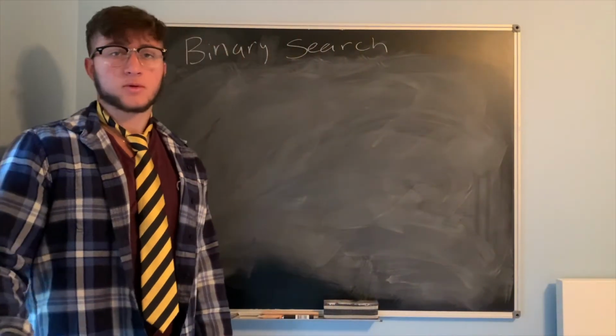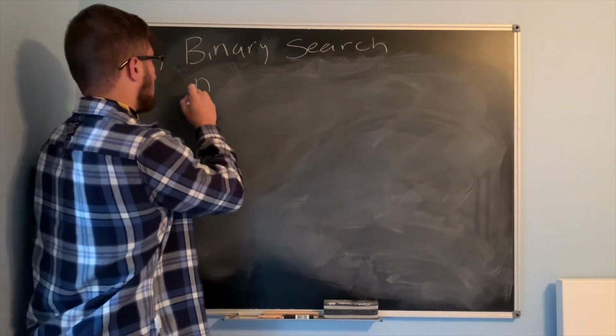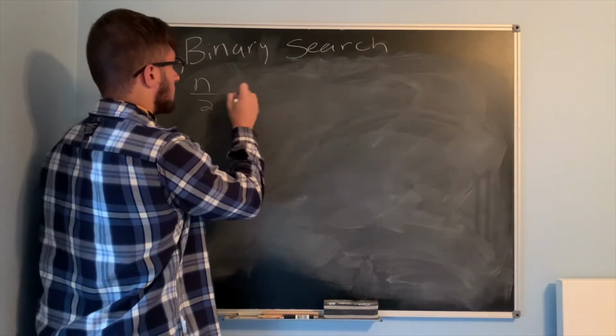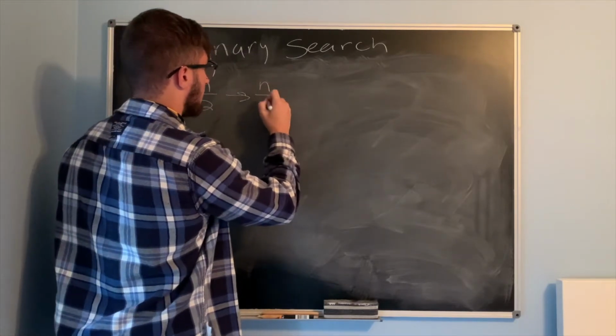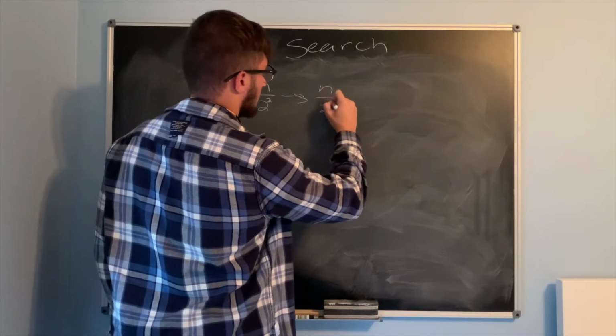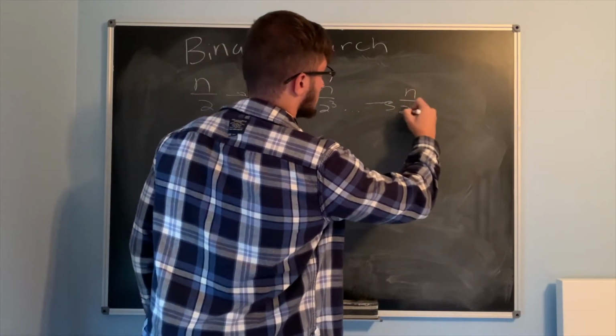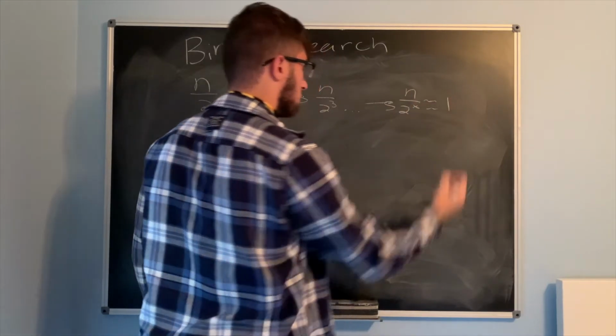All right, so binary search works like this, where we have a value of n, which is the size of the array, and we split that n in half. And then on the next iteration, we split that half in half. And then on the next iteration, we split that half in half, all the way down until we get n over 2 to the x, which approximately will be equal to 1.